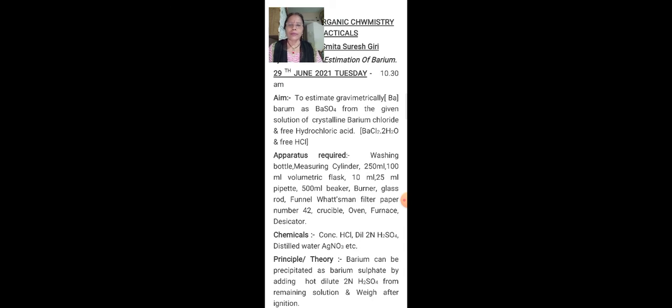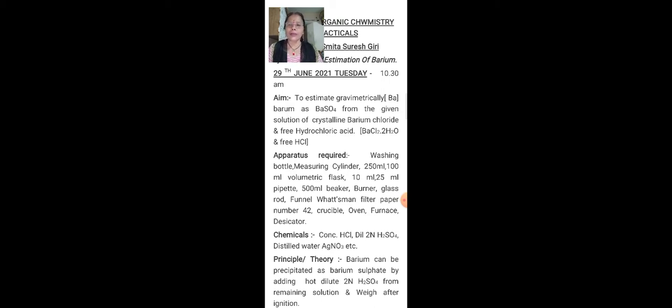The chemicals required for this practical: barium is in the solution as barium chloride, BaCl2·2H2O, present with free hydrochloric acid, and we have to turn it into barium sulfate. So which chemicals do we require? Concentrated HCl for dilution, 2 normal H2SO4 as the reagent for formation of the sulfate, distilled water, and silver nitrate. Silver nitrate for what purpose? To test for and remove the chloride.